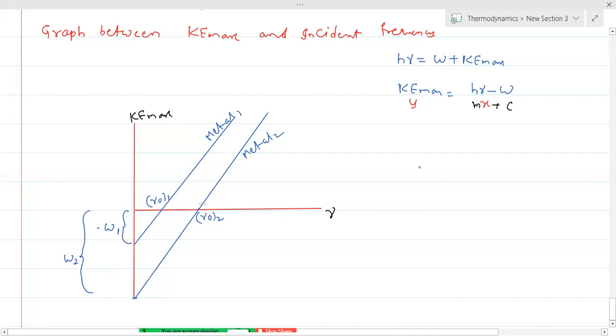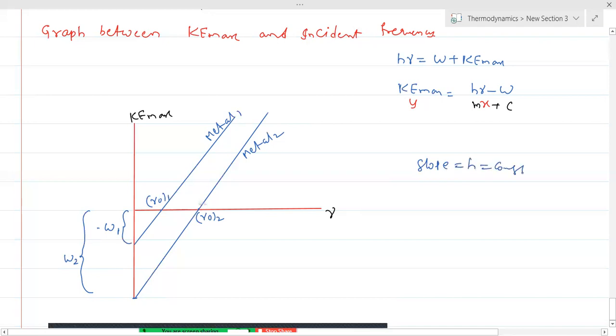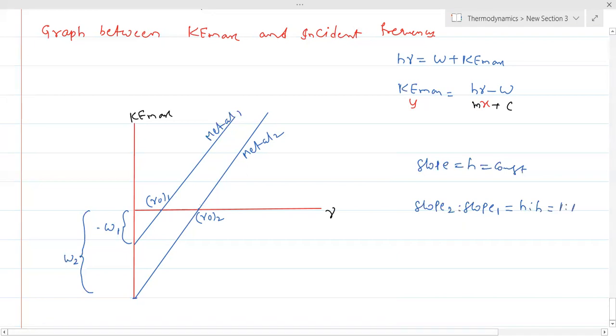People are worried about the slope. Slope is nothing but h, which is a constant. Generally, in this present scenario, they may ask what is the relation between the slopes, slope 2 to slope 1. So that is h is to h, which is equivalent to 1 is to 1.